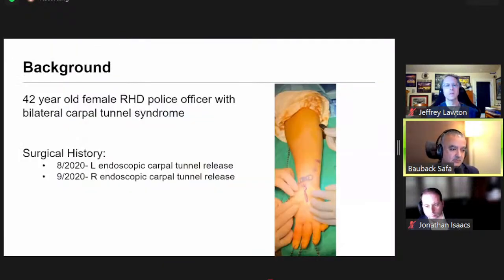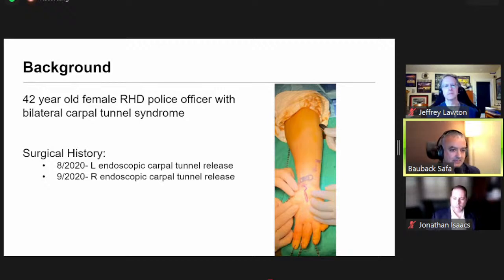The next case that I want to show you is actually a little bit more interesting. This is a more recent case, maybe from about 6-7 months ago. This is a 42-year-old police officer, had bilateral carpal tunnel syndrome. The left was released in August of 2020. This was done by a sports guy, so not a hand surgeon. And then a month later, he did the right endoscopic carpal tunnel release.